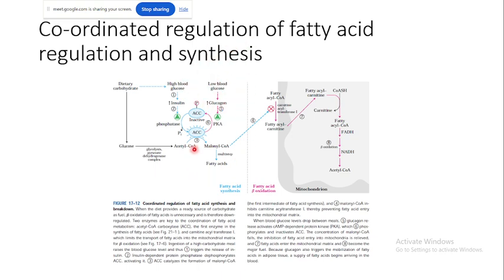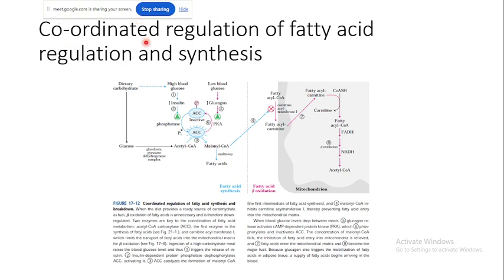So now this protein kinase A will inactivate acetyl-CoA carboxylase. As a result, there will be no malonyl-CoA, and in the absence of malonyl-CoA, fatty acid synthesis will be prevented, and fatty acyl-CoA can enter into the mitochondrial matrix to initiate beta oxidation. So it will activate the beta oxidation, right? But it will inhibit the fatty acid biosynthesis. So that is the regulation of fatty acid breakdown and synthesis.